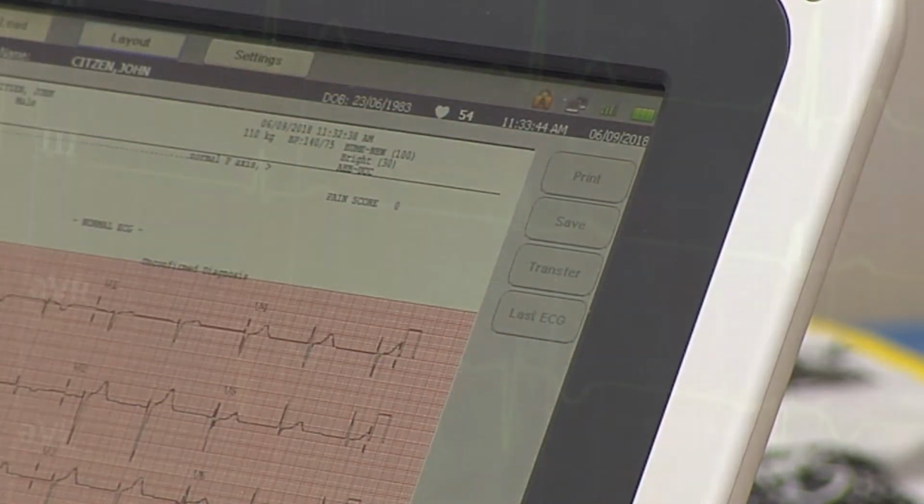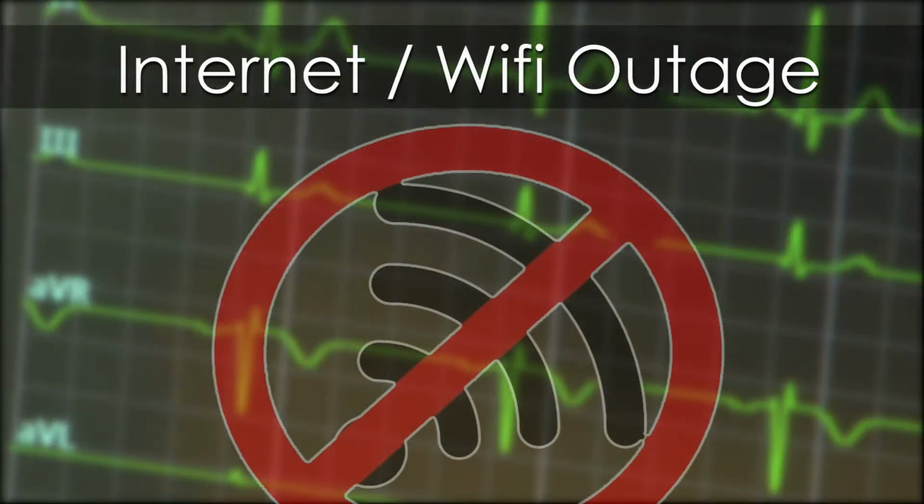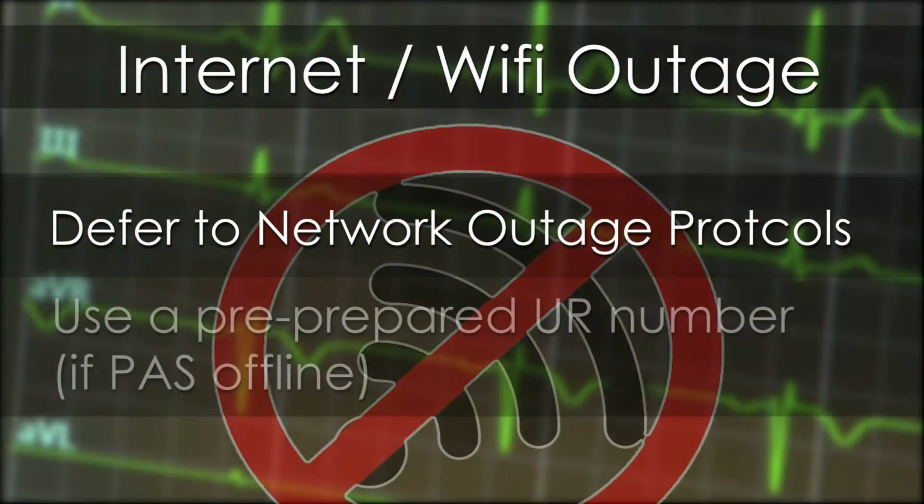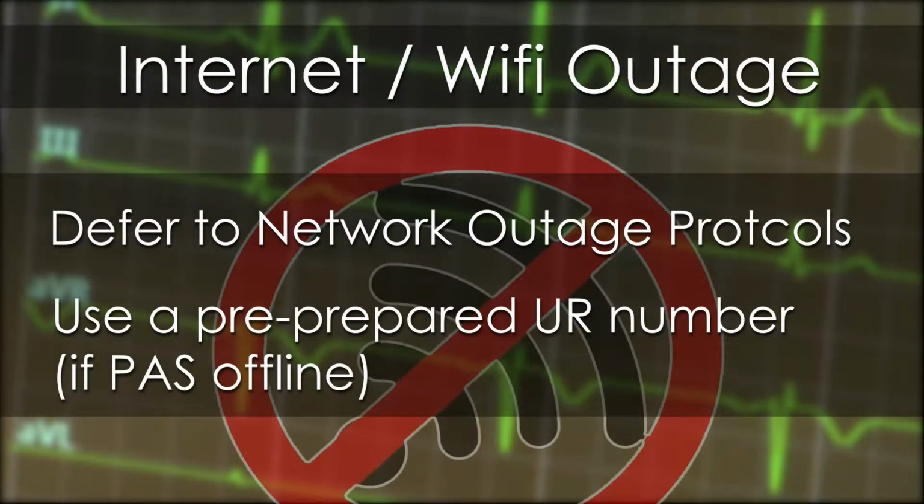If there is no network or internet availability, this could be due to a network or local Wi-Fi outage. The process will be slightly different. Allocate a UR number when the network is re-established from the PAS, or if the patient has not attended the health service before, the pre-prepared UR number list.